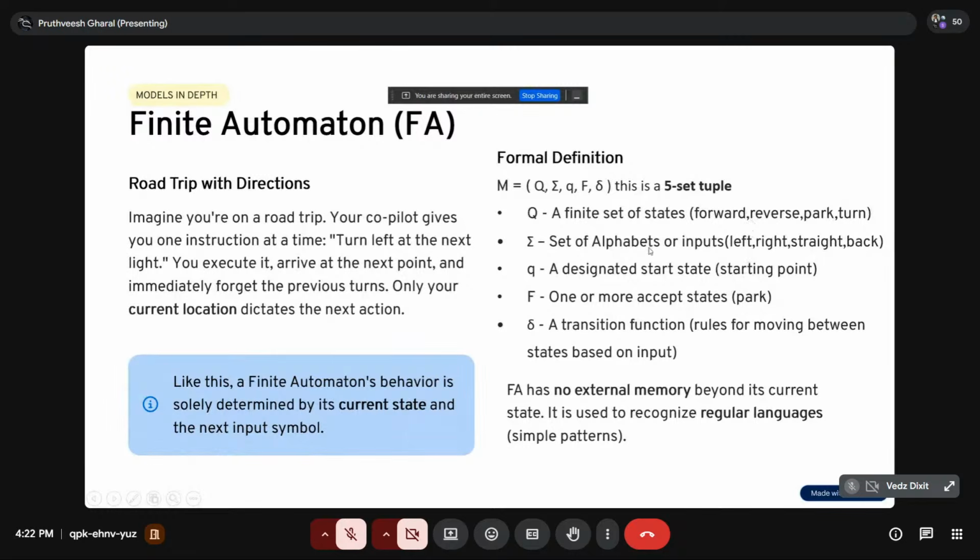So in the formal definition, we define what inputs or alphabets, as they are called in the theory of computation, the finite automaton will receive.